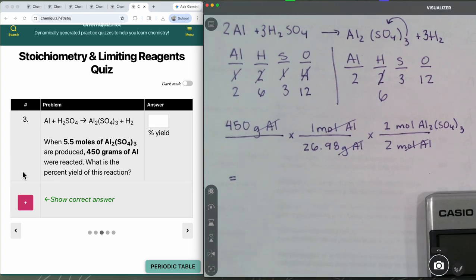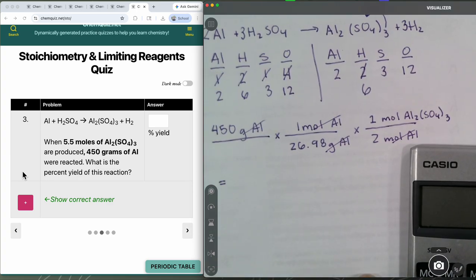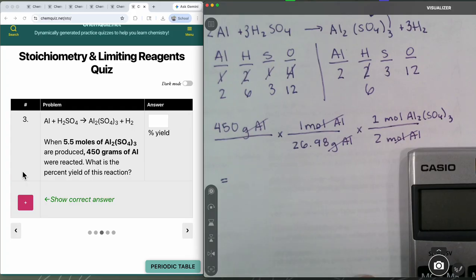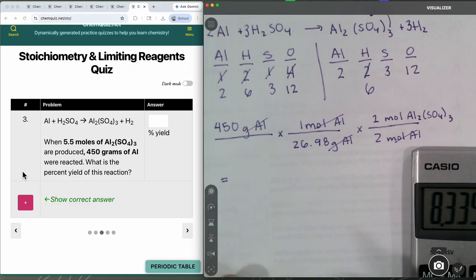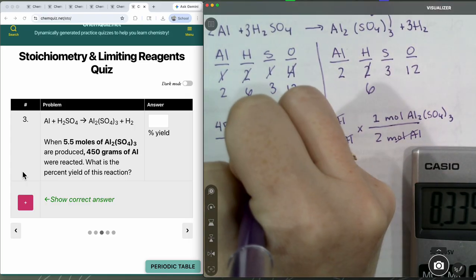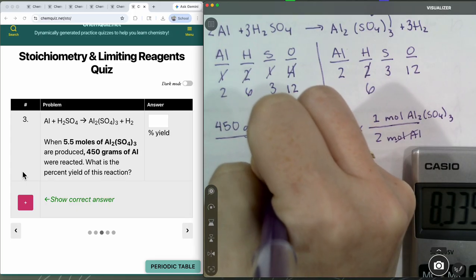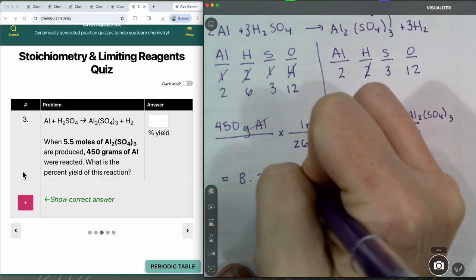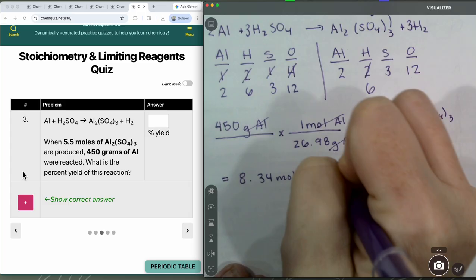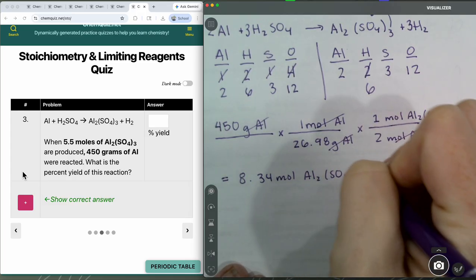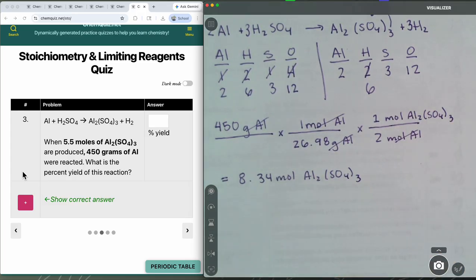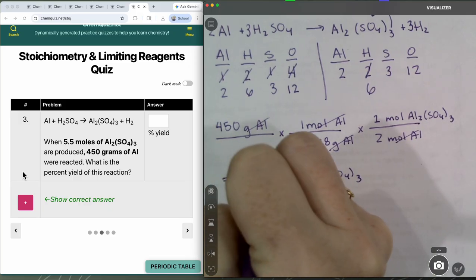450 times 1 times 1 is 450. Good. Divided by 26.98 divided by 2 is 8.33. I mean, I guess you could round it to 8.34. Good. Moles. So that's the theoretical. But then you have to divide 5.5 by 8.34 times 100.